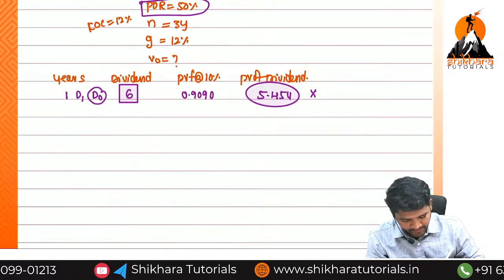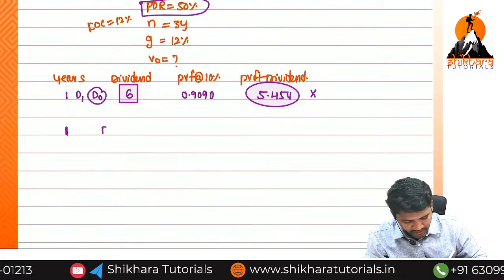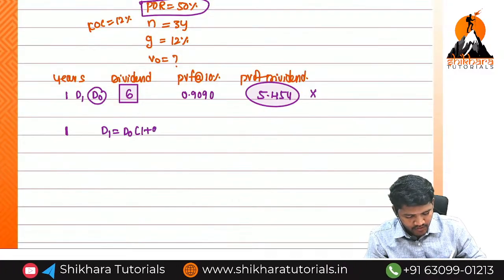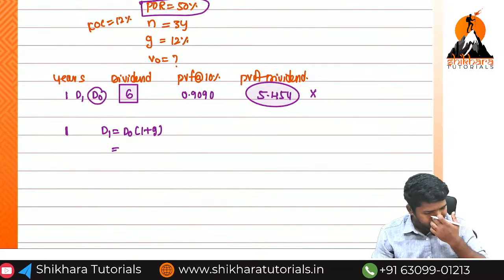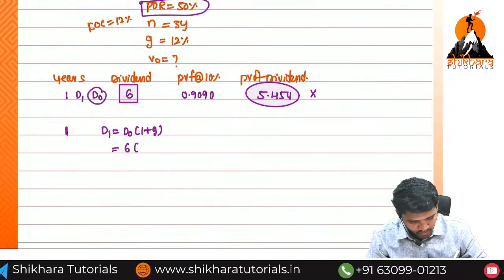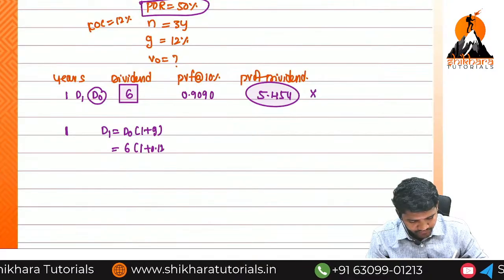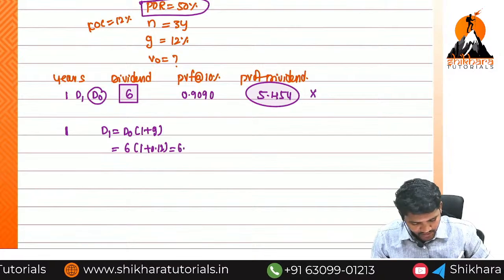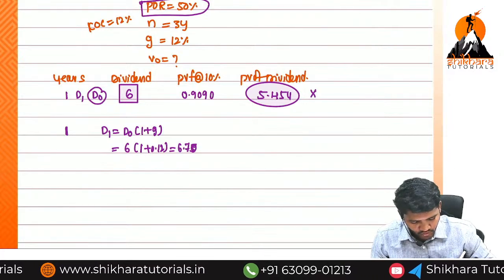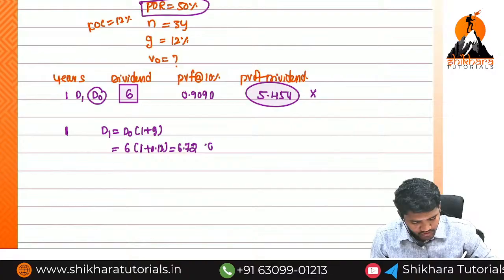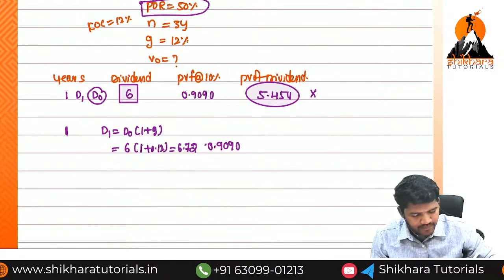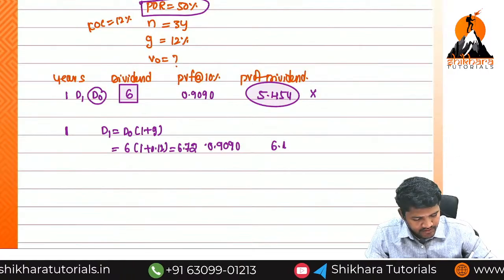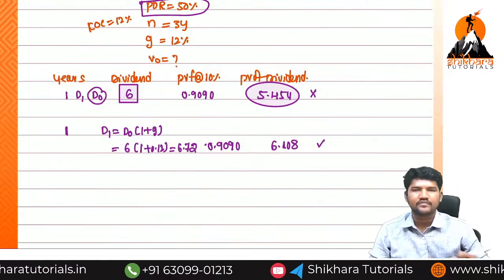Now this is the wrong way; what is the right way? Year 1 equals D1. How do we get D1? D0 into (1 plus growth). Now what is D0? 6. 1 plus growth 0.12. Now what is the dividend value? 6.72. Now multiply by 0.9090, you will get the present value of the dividend: 6.108. This is the right one.